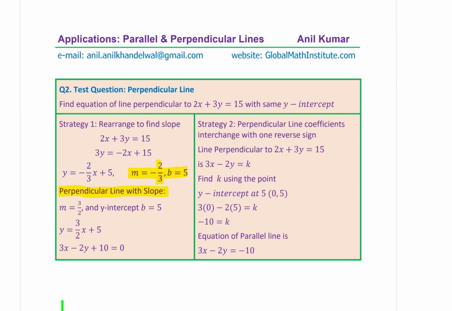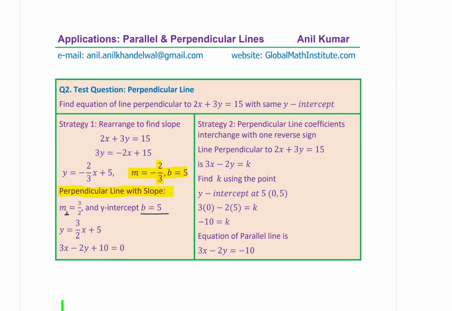Now perpendicular lines will have a negative reciprocal slope. So the line which is perpendicular to the given line will have a slope, let me write this as perpendicular, of 3 over 2. Negative of negative will be positive, 3 over 2, and the y-intercept we want is the same, so b equals 5. Therefore, the equation will be y equals 3 over 2 x plus 5. And we can now rearrange and write it in the standard form: 3x minus 2y plus 10 equals 0.